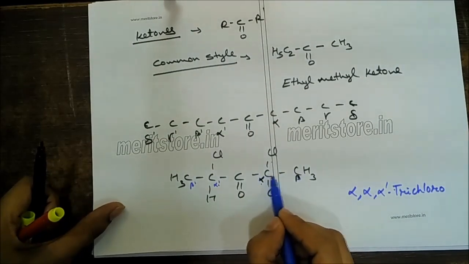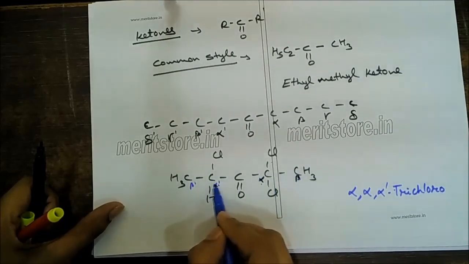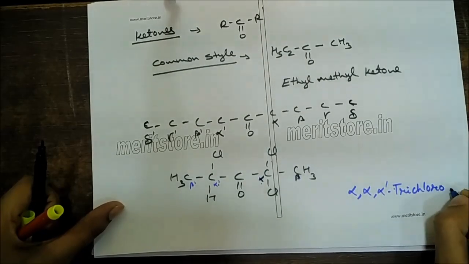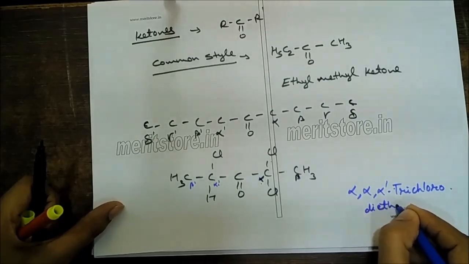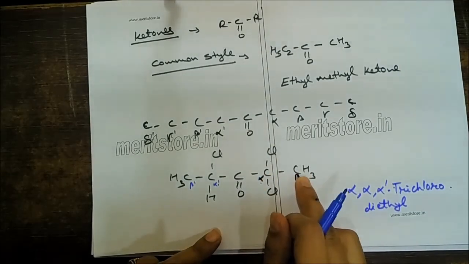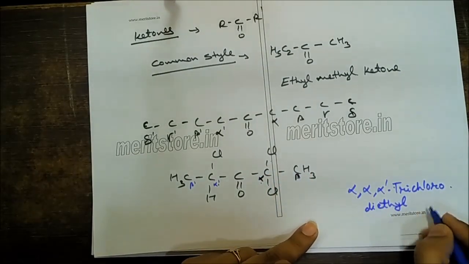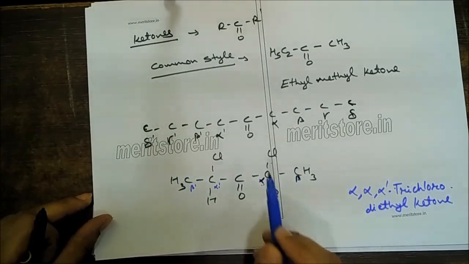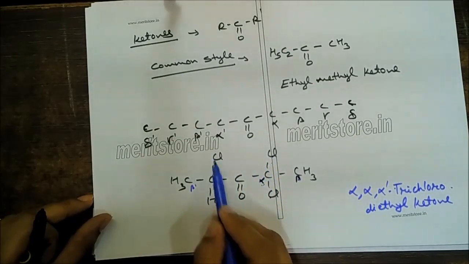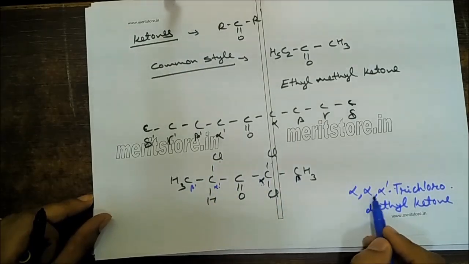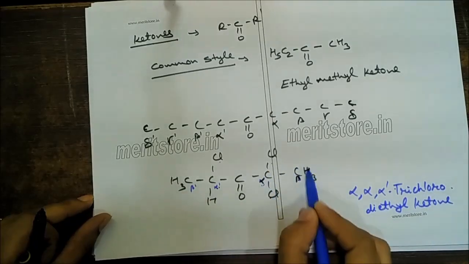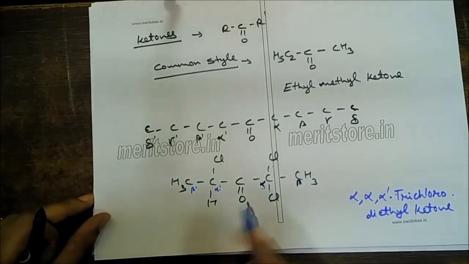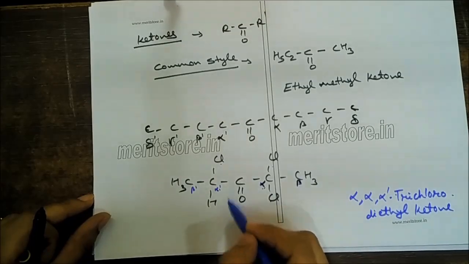Then the alkyl group. Here it is 2 carbons and this side is also 2 carbons, so two ethyl groups: alpha, alpha, alpha dash trichloro diethyl, di for two and ethyl for a 2-carbon chain, so diethyl ketone. So alpha for this, another alpha for this and alpha dash for this chloro, so alpha, alpha, alpha dash trichloro diethyl ketone.